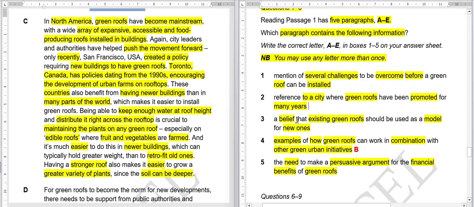So the answer to this particular paragraph question is paragraph C, where it is written here, Toronto, Canada, because from the 1990s, so for many years, this particular activity has been promoted. Let's see if any other answer is here or not. Is there anything like we can use this particular model to build newer models? No such information is mentioned, and there is no mention about financial benefits, and we have to make some convincing argument. There is nothing like this also. I hope it is clear.